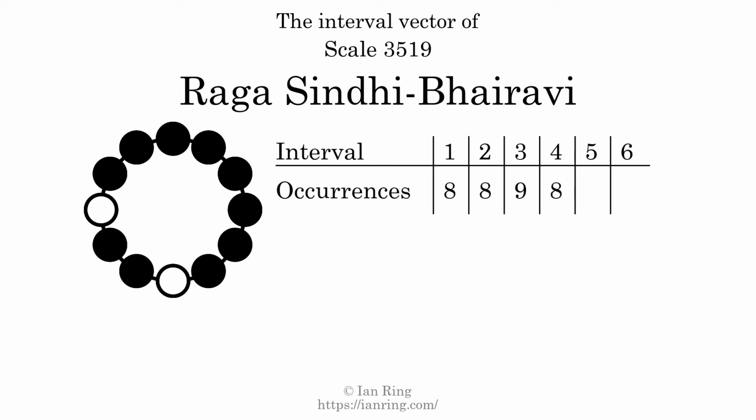There are 8 intervals with the size of 4 semitones. They are here, here, here, here, here, here, here, and here. There are 8 intervals with the size of 5 semitones. They are here, here, here, here, here, here, here, and here. There are 4 intervals with the size of 6 semitones. They are here, here, here, and here. Each interval does not appear in this scale a unique number of times, so this is not a deep scale.